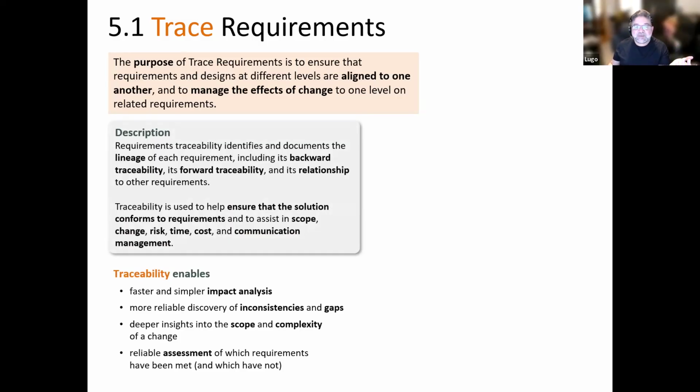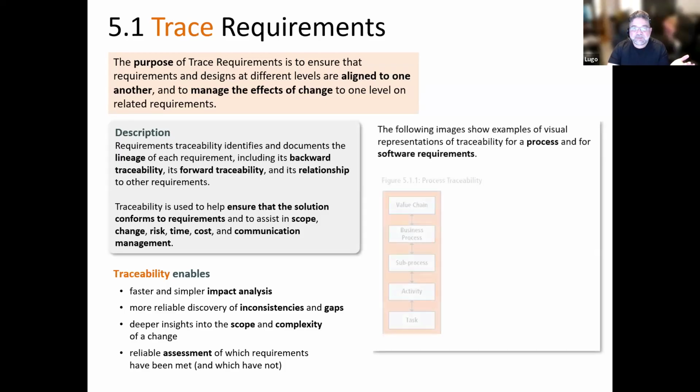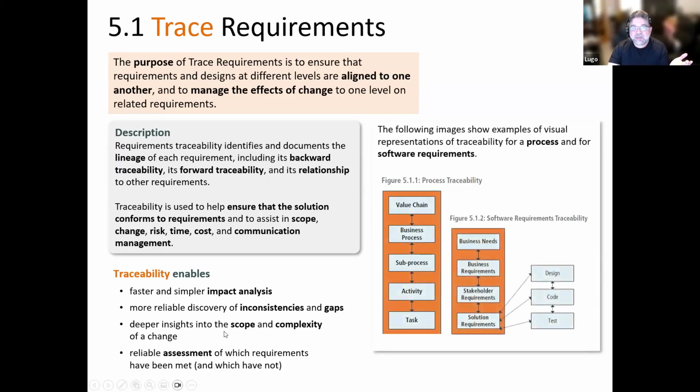It enables faster impact analysis, helps us identify inconsistencies, gives us deeper insights into the scope and complexity of any change to our requirements, and enables reliable assessment. You can think of it in terms of some examples of visual representations involving traceability, whether it's value chain, process, sub-process, activity, task, or design, code, and test.